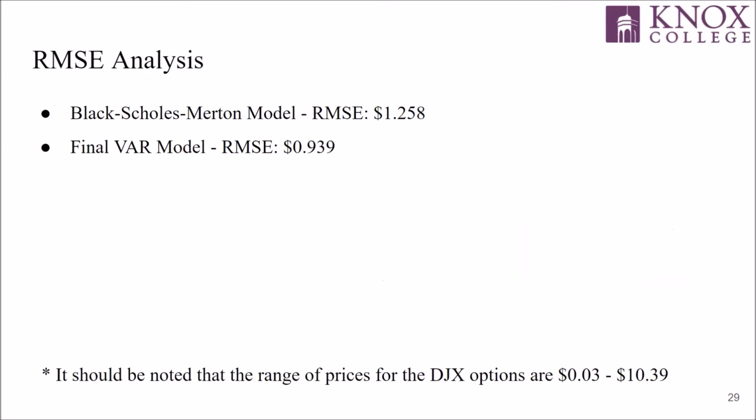So over the full data set, again, we calculated the RMSE. The RMSE for the Black-Scholes-Merton was about $1.26, and for our model it was 0.93 or 0.94, rounded to 2 decimal places. And it should be noted that the range of prices for the DJX options throughout our whole data set had a minimum value of about 3 cents and a maximum of $10.39.